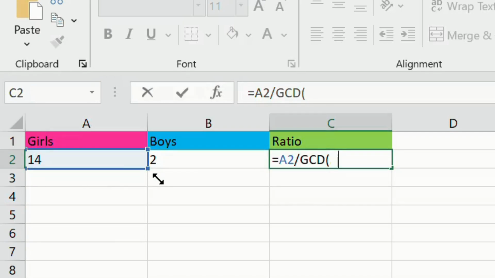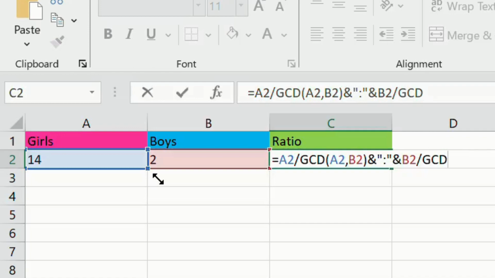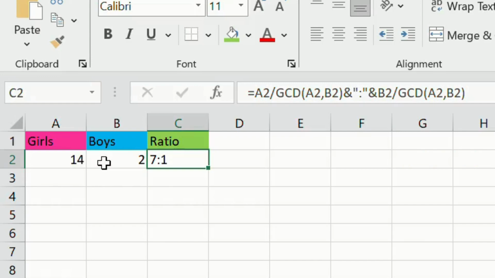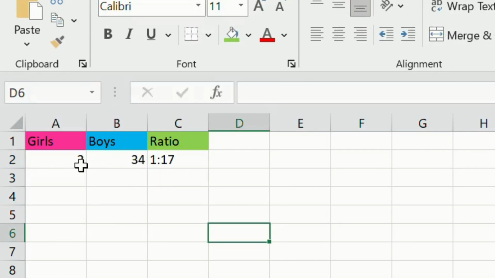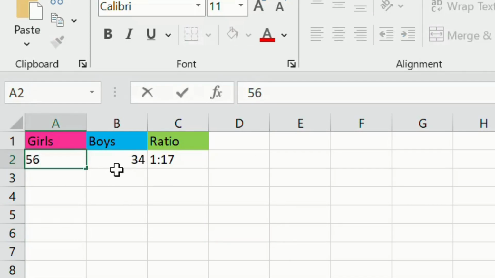My example includes girls and boys ratio in a class. I'm taking the girl column, A2, and dividing it by the GCD of A2 and B2. Then, we will use the ampersand symbol and quotation marks around a colon to combine the column B2 divided by GCD of A2 and B2 to retrieve the ratio of girls and boys. Now that the function is input in C2, whatever we change A2 and B2 to, it will calculate the ratio.